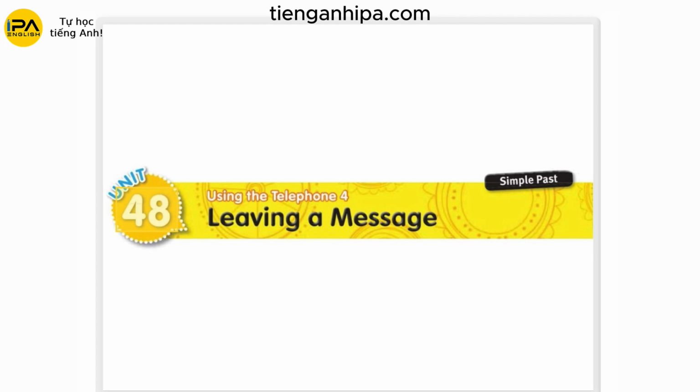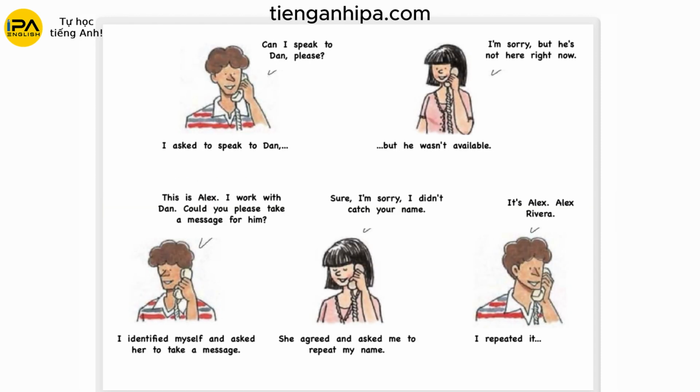Chapter 48. Using the telephone 4. Leaving a message. I asked to speak to Dan. "Can I speak to Dan, please?" But he wasn't available. "I'm sorry, but he's not here right now." I identified myself and asked her to take a message.